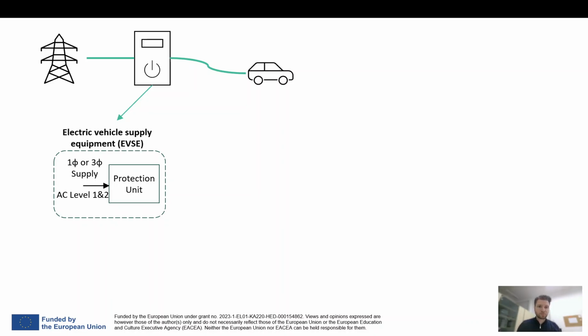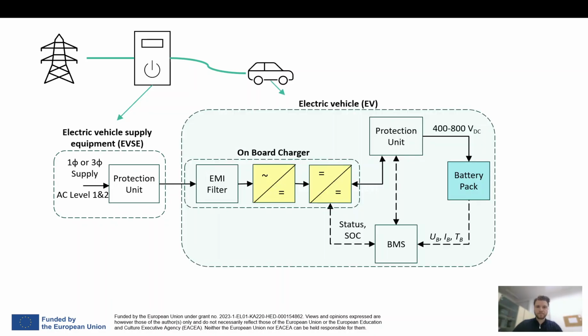The electric vehicle supply equipment can be AC or DC. Let's, for simplicity in this slide, focus on the AC level 1 or 2 charging. Depending on the charging power, the charging can be single phase or 3-phase. Through a protection unit, the electric vehicle is interfaced with the distribution grid, and this schematic shows the different elements that are inside the electric vehicle.